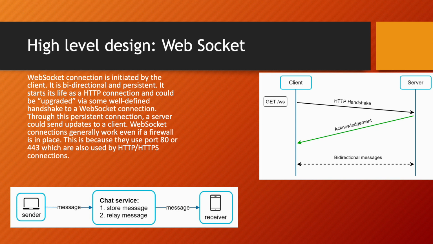Now let's get to WebSocket. A WebSocket connection is initiated by the client. It is bidirectional and persistent. It starts its life as a HTTP connection and could be upgraded via some well-defined handshake to a WebSocket connection. Through this persistent connection, a server could send updates to client. WebSocket connections generally work even if a firewall is in place. This is because they use port 80 or 443, which are also used by HTTP and HTTPS connections.